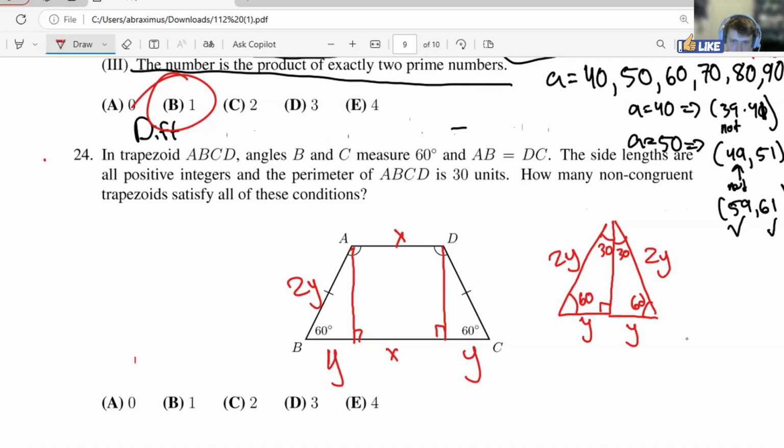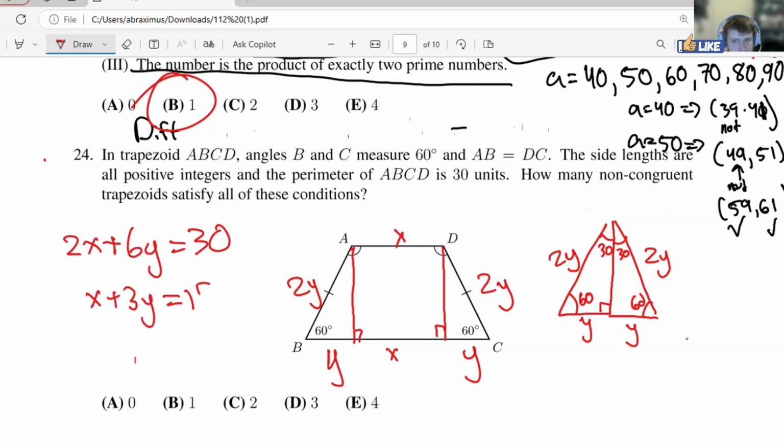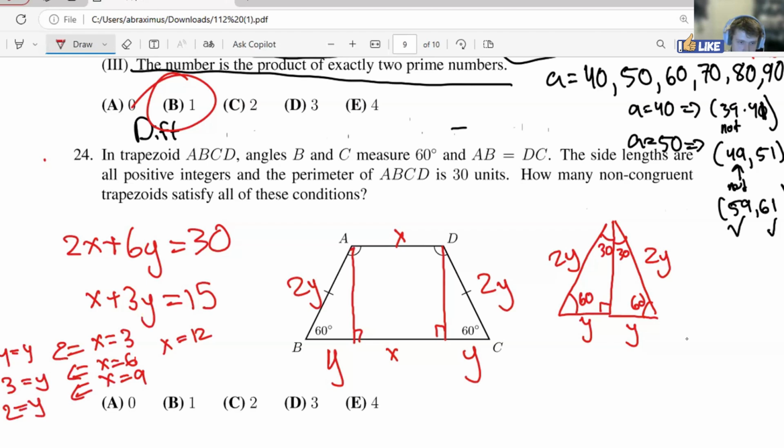So we have altogether the perimeter of this thing is going to be 2x plus 6y is equal to 30. All three of these numbers are even, so we could rewrite this as x plus 3y is equal to 15. How many pairs of numbers satisfy this? We could have x is equal to 3, 6, 9, or 12. That would mean that y is equal to 4, 3, 2, or 1.